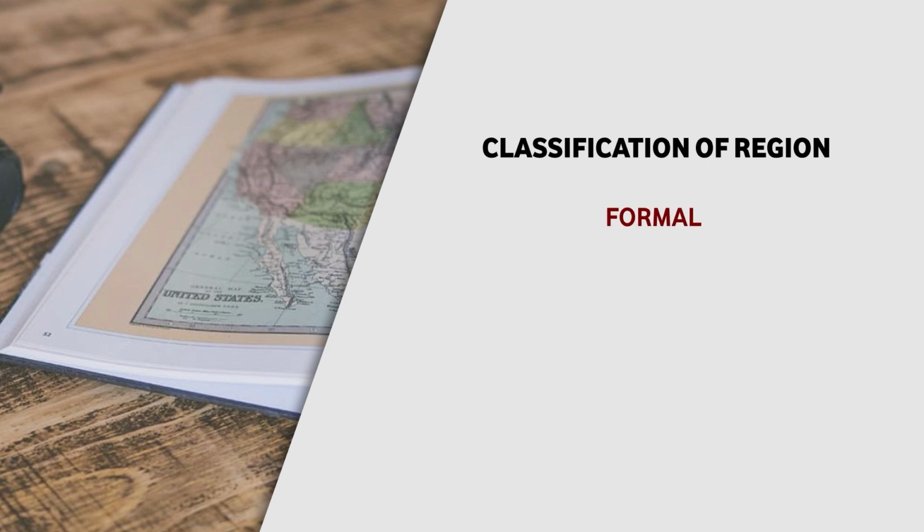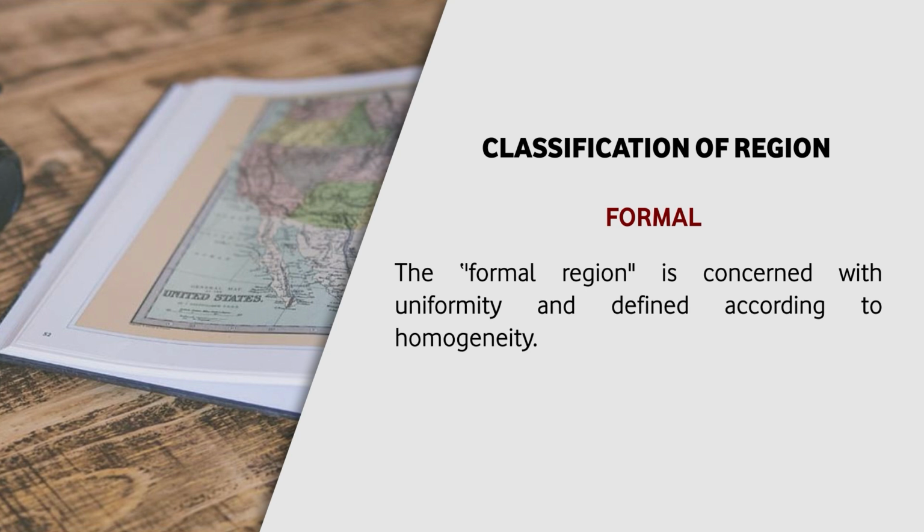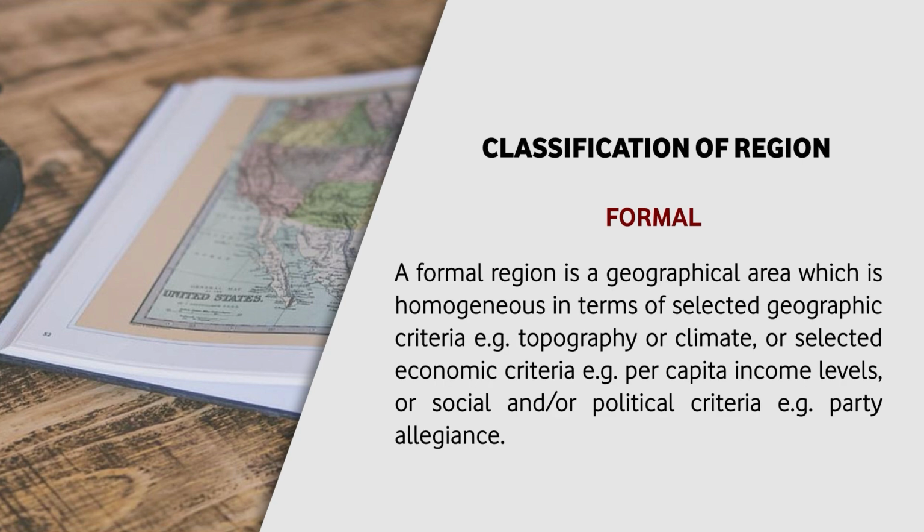Starting with formal region. The formal region is concerned with uniformity and defined according to homogeneity. A formal region is a geographical area which is homogeneous in terms of selected geographic criteria. That is, it could be topography or climate, or selected economic criteria, for example, per capita income levels, or social or political criteria, party alliance, etc.